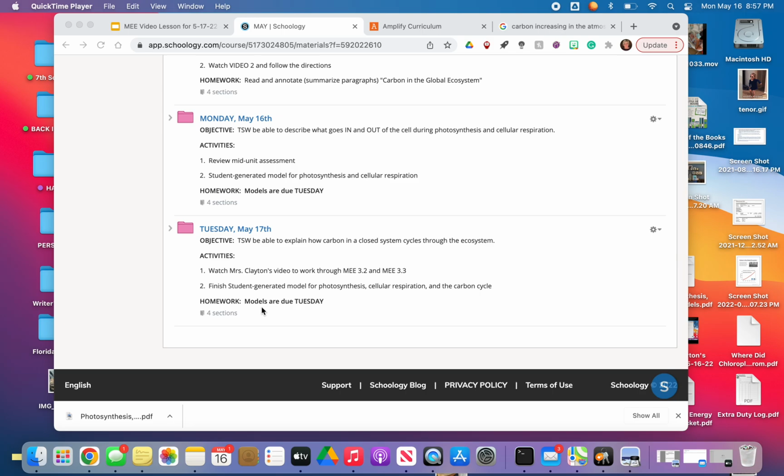This is not just filler work or busy work for me. It's important for me to look at these models to make sure that your models are correct, because you need to study these models so that you can redraw them on Thursday when you have your test. So it's important that you give me a chance to look at them and help you revise them if necessary.